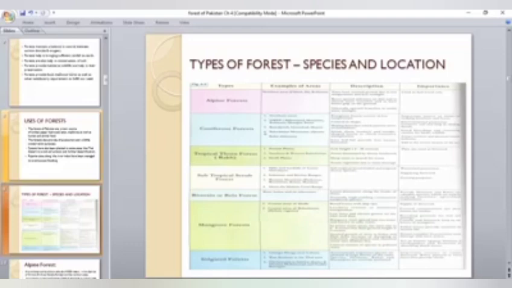Then types of forest, the species and location. This is a diagram from your book. It is very important to memorize. It describes the types, the examples of areas, then a description of the forest as well as the importance of the forest. This is very, very important to memorize. This map gives you a detailed account of the types of forest in Pakistan.